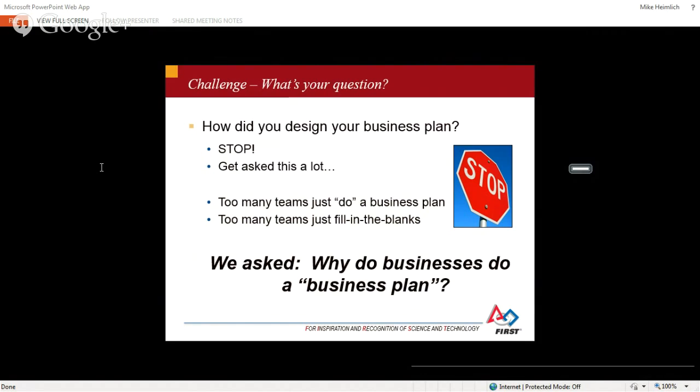Since we won the Entrepreneurship Award at the 2012 Championship, a lot of teams have contacted us, and they ask us for our business plan. We ask them why they want our business plan. They say it's because they want a good template for writing one, and we pretty much at that point tell them to stop, because a business plan isn't a template that you fill in. It's not a fill-in-the-blank sort of exercise. And I think a lot of teams fall into that trap that they do a business plan just because they think they have to.